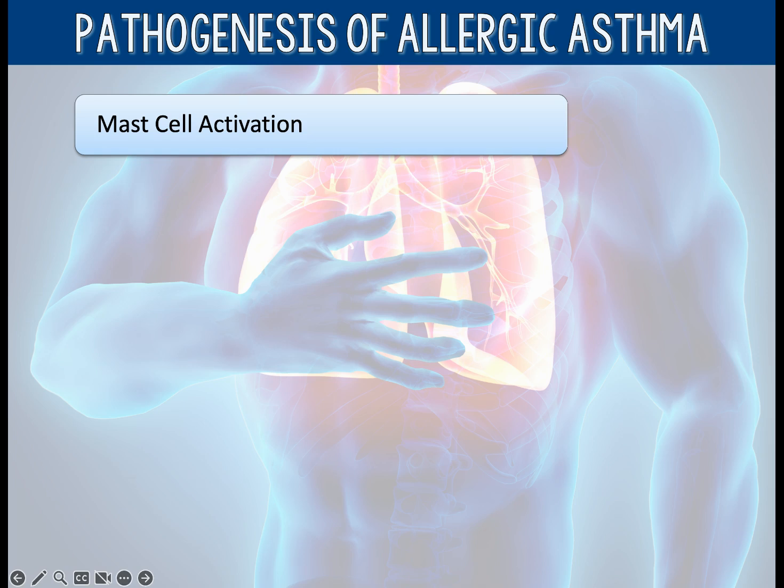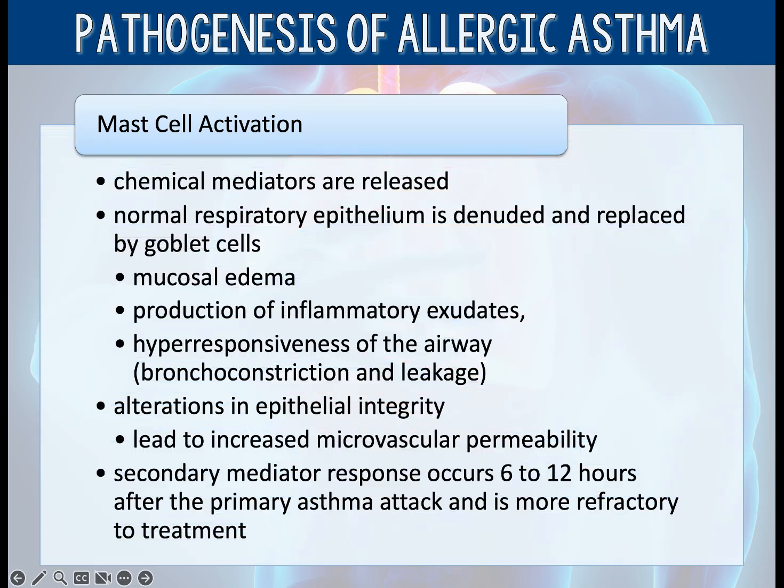and they're replaced by goblet cells. And goblet cells, those are the ones that produce mucus, but because now there's more goblet cells, it produces more mucus. It results in mucosal edema. And there's more production of inflammatory exudates, and then there's hyperresponsiveness of the airway.